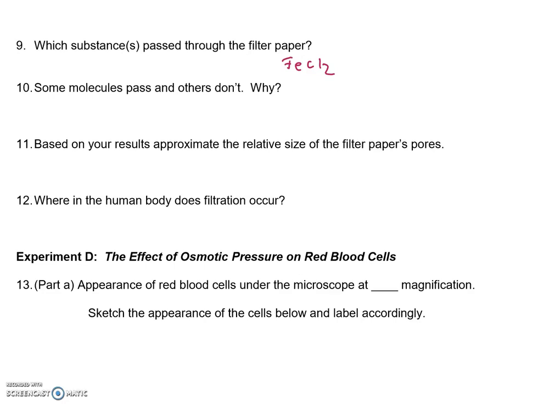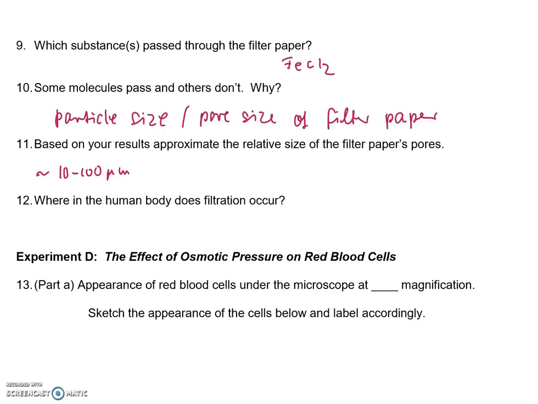So on 10, some molecules pass and others don't. The reason for that is that only what's small enough to pass through the filter paper pores will end up going through and end up on the bottom in the beaker or in your cup. So the reason is the molecular size or the particle size. So on 10, our answer is the molecular size or particle size and the filter paper pore size.